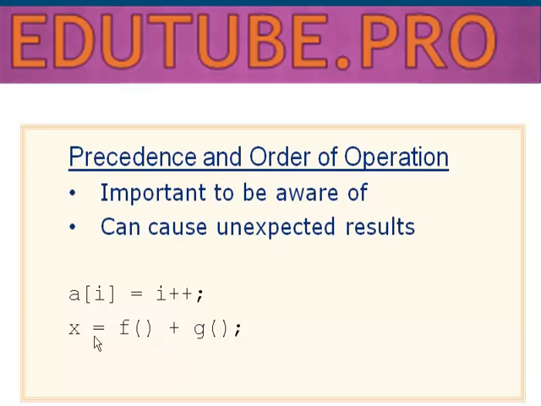That we understand. So if you're going to do something like that, you need to make sure that f and g don't bother the same variable between them, that they don't cross paths, because we cannot determine which one of them is going to win this foot race. That is precedence and order of operation.